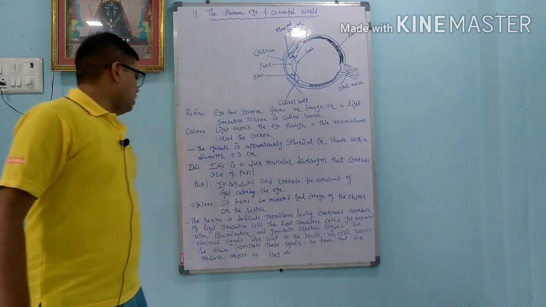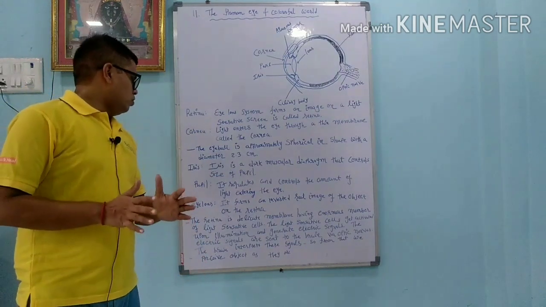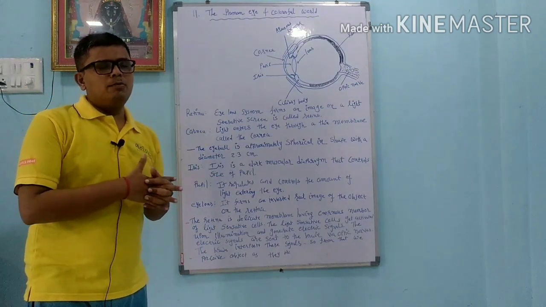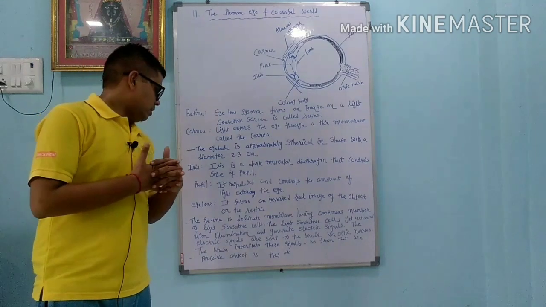We have this part, the pupil. It regulates and controls the amount of light entering the eye. So generally the pupil's function is to control the amount of light.